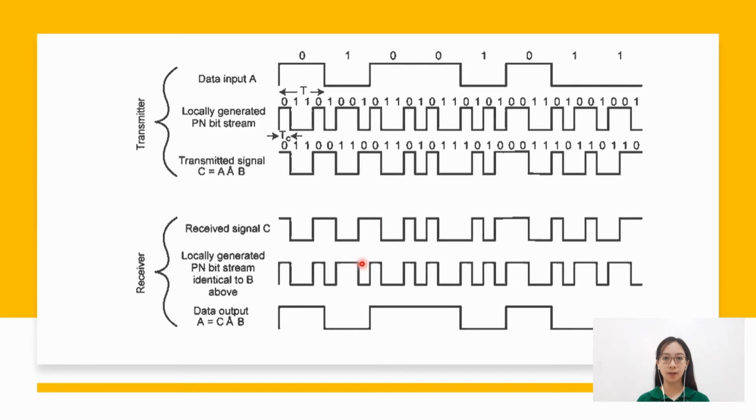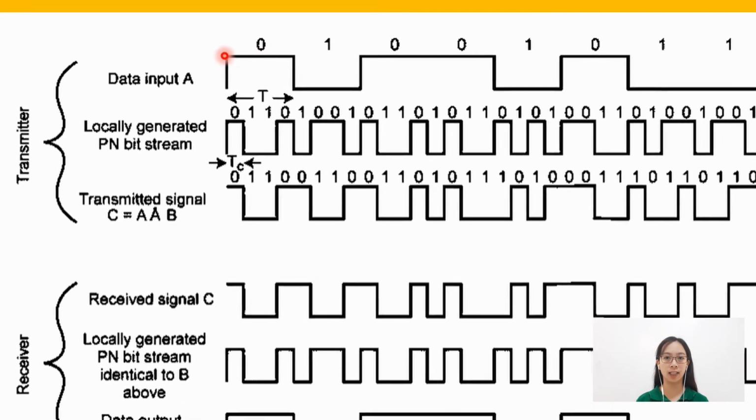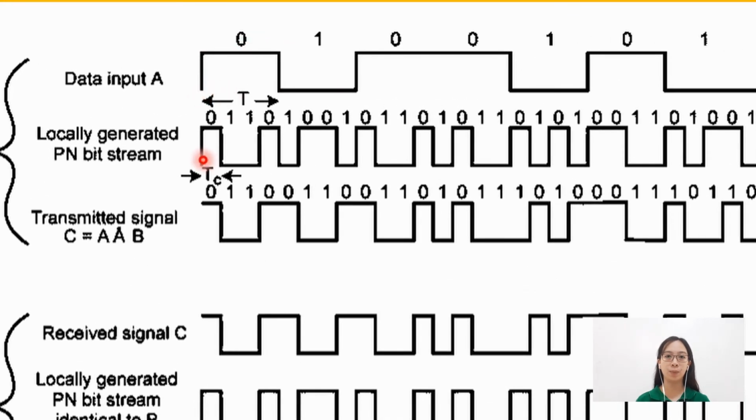As seen in the figure, the spreading code bit stream is clocked at 4 times the information rate. When the data input A is at 0, the spreading code bits are transmitted without inversion since the transmitted signal is the same as the generated bit stream. When the data input is at 1, the generated bit stream is inverted, thus the transmitted signal is different.